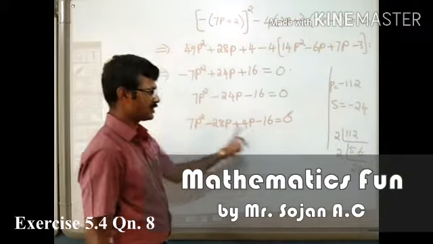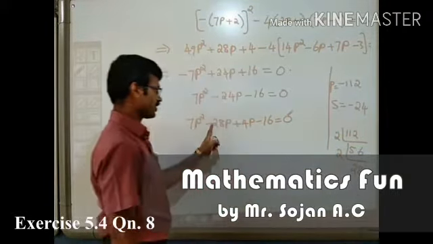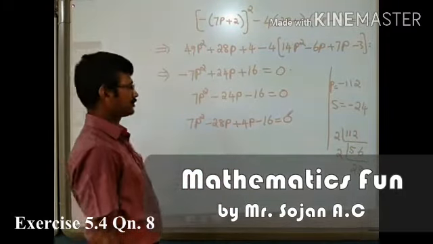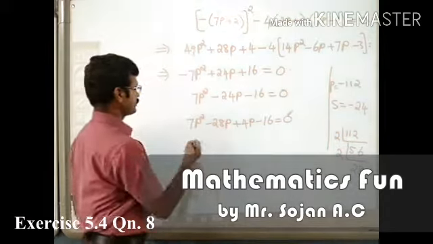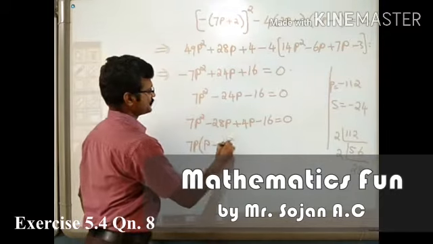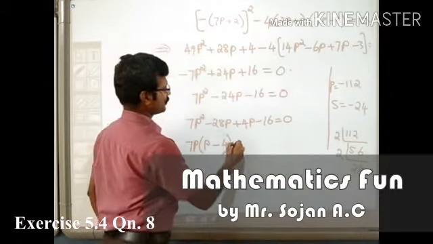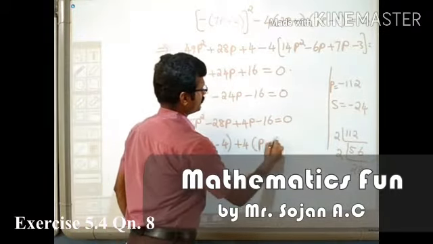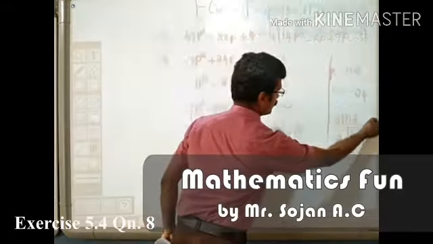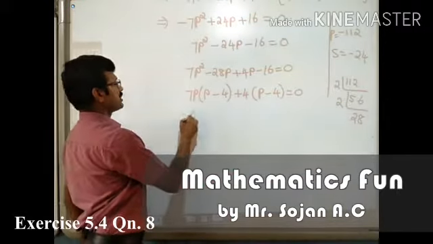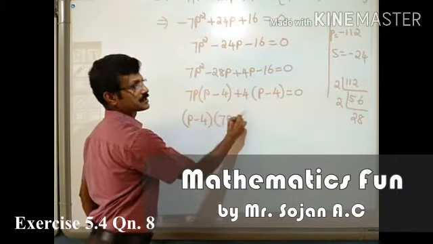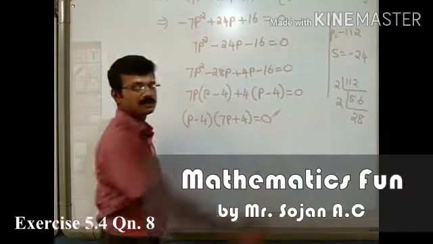See, I got minus 28 and plus 4. The product should come to minus 112 and the sum will come to minus 24. So here I am taking 7p common, so left over here p minus 4. Here I am taking 4 common, p minus 4 is equal to 0. So now p minus 4 is common. P minus 4 into 7p plus 4 is equal to 0.